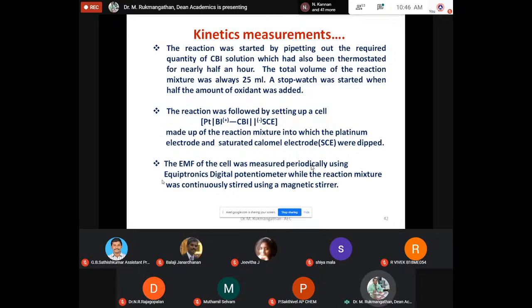Once the reaction has proceeded, the following cell is set up automatically: the platinum electrode with the benzimidazole, then 1-chlorobenzimidazole, in connection with the saturated calomel electrode. This cell is set up automatically while the reaction proceeds. At regular time intervals, the EMF of the cell is measured in volts. Please remember, the reaction mixture is kept under continuous stirring on the magnetic stirrer provided with the digital potentiometer.